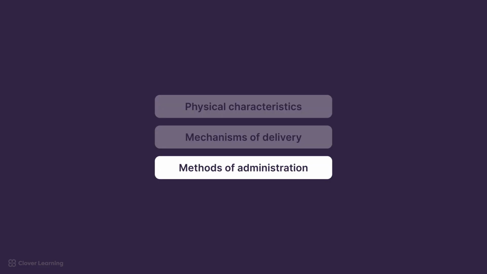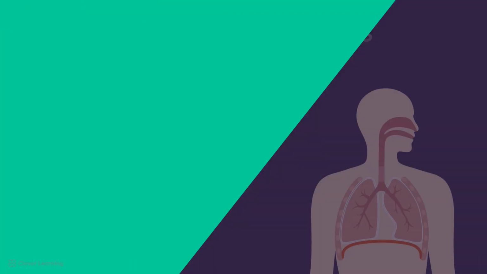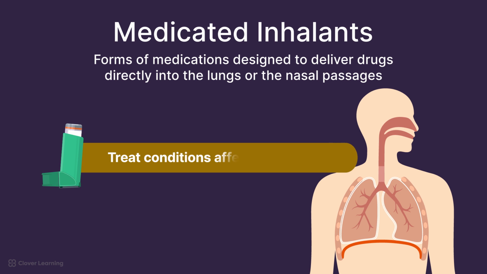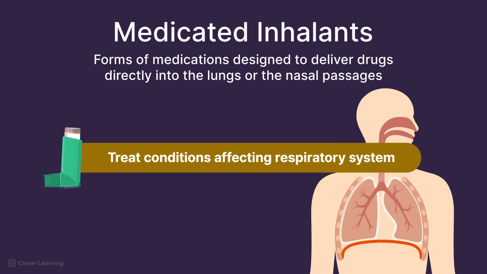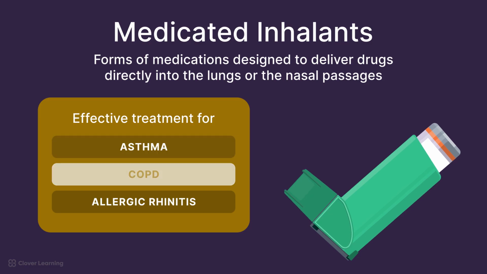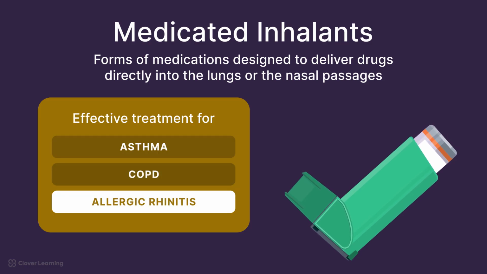methods for their administration. Medicated inhalants, such as aerosols or sprays, are forms of medications designed to deliver drugs directly into the lungs or the nasal passages. The primary use of these medications is to treat conditions affecting the respiratory system by delivering medication directly to the site of action, minimizing the systemic side effects. They are particularly effective for conditions such as asthma, chronic obstructive pulmonary disease, COPD, and allergic rhinitis.